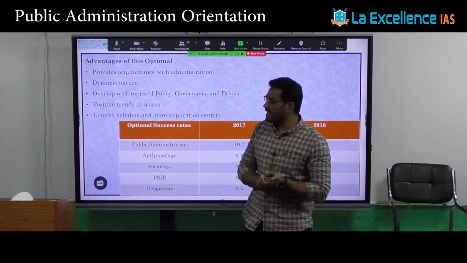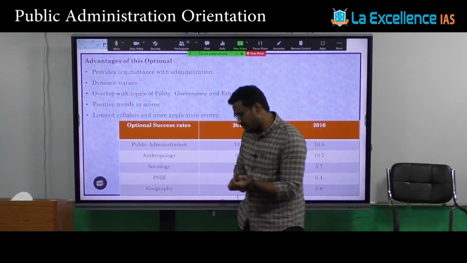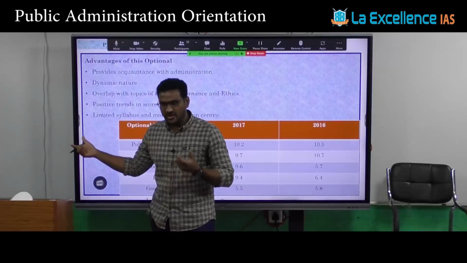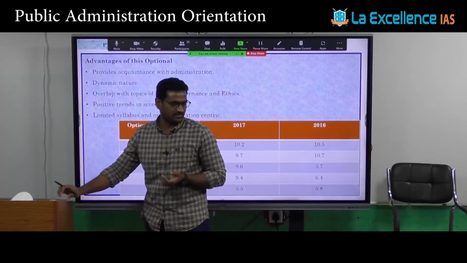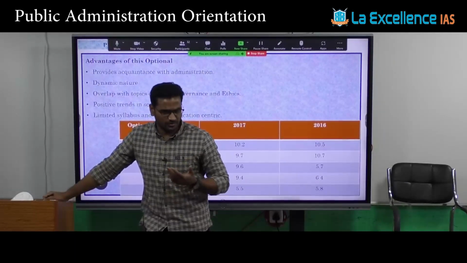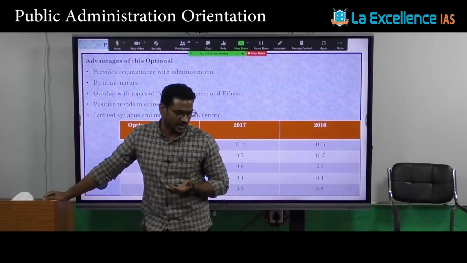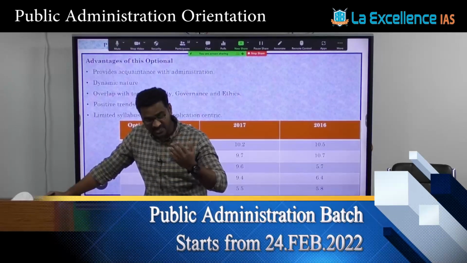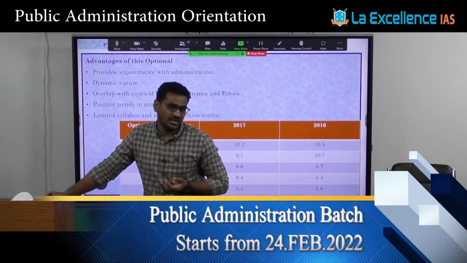Limited syllabus and more application centric. Yes, I cannot argue very firmly with limited syllabus. Every optional is limited syllabus for that matter. Maybe there are some other options which have less syllabus than public administration. I don't want to give a fabricated picture of my optional. But application oriented, that part is 100% true.